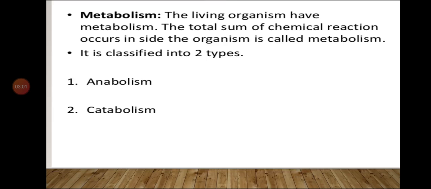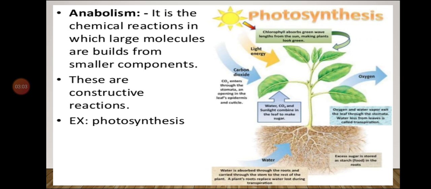Let us study what is anabolism. It is the chemical reaction in which large molecules are built from small components. Many small components will join together and build a large molecule. These are constructive reactions, since they construct a large molecule. Example for anabolism is the photosynthesis process. You all might be aware of this process.